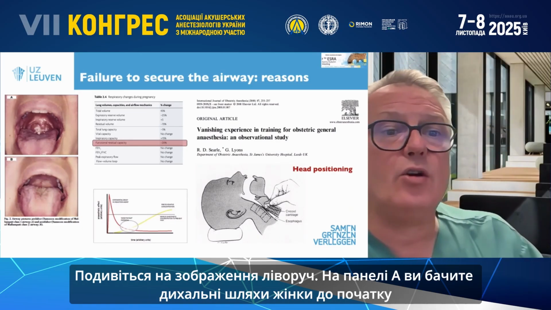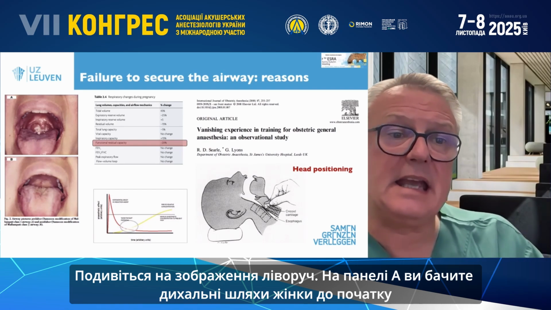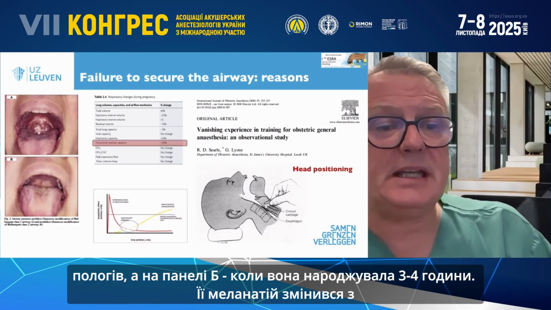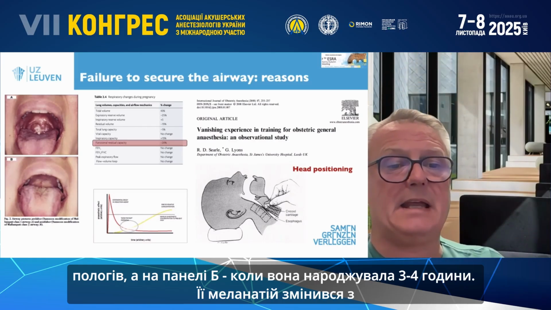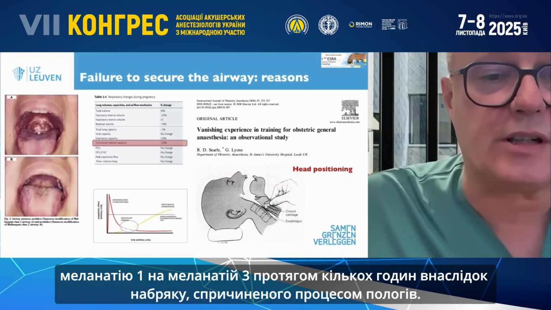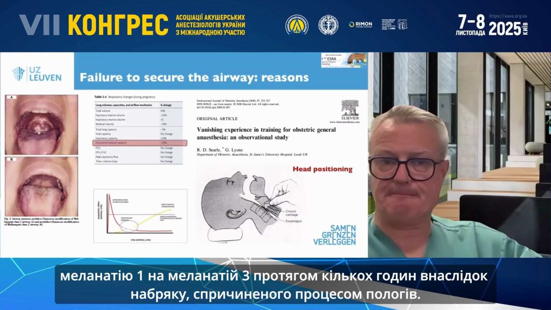changes the airway. Look at the picture on the left. In panel A, you see the airway of the lady prior to the start of the labor. And panel B, when she was 3 to 4 hours in labor, her Mallampati changed from Mallampati 1 to Mallampati 3 over a couple of hours as a result of edema due to the labor process.